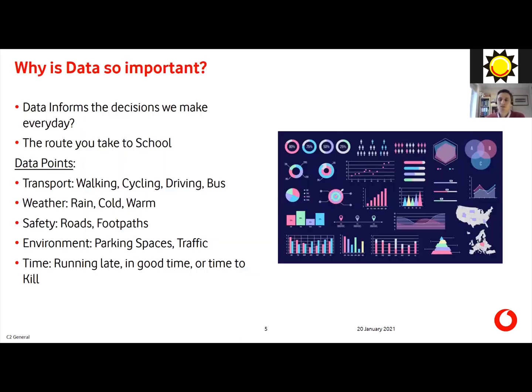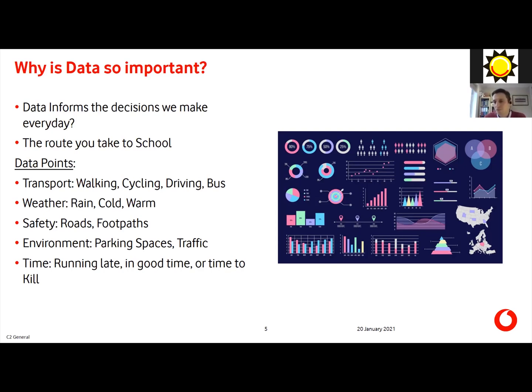Okay, so why is data so important? So data informs the decisions we make every day. So I know today is not a normal day, but when I was preparing this, it was before lockdown, so just bear with me. The route you take to school. So there are a number of data points you will consider before you set out to school. So what transport am I going to take? I've got 4 decisions primarily, although you might scoot, skateboard, and various other options, but you're primarily going to walk, cycle, drive, or take a bus or public transport.